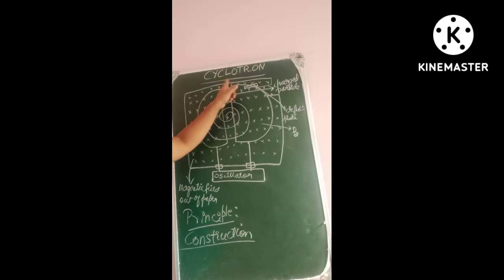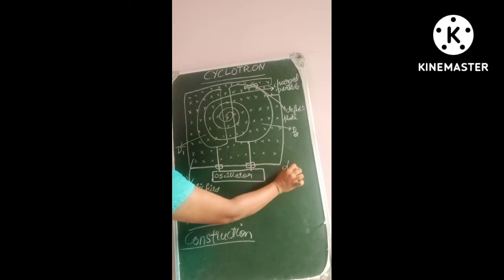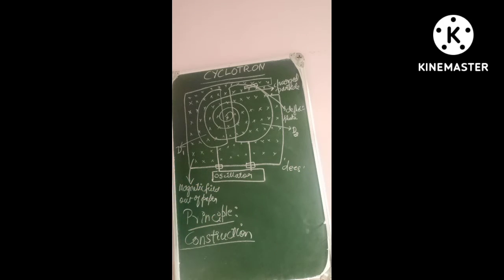These are not D shaped, we call them Ds. Semicircular shaped D1 and D2. These are called Ds. The electric and magnetic fields are applied here. Both will be perpendicular to each other.